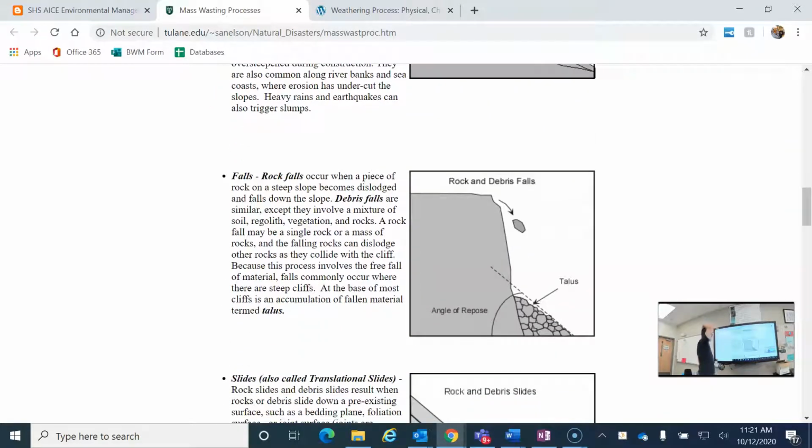Rock falls occur when rock falls. I mean, basically that's what it says there, right? So the debris and the rock fall down a slope. If something becomes dislodged, like you see this rock that was up here, it falls down to the bottom and can form those talus piles that we talked about before. So it could be a single rock or a bunch of rocks and all that kind of stuff.